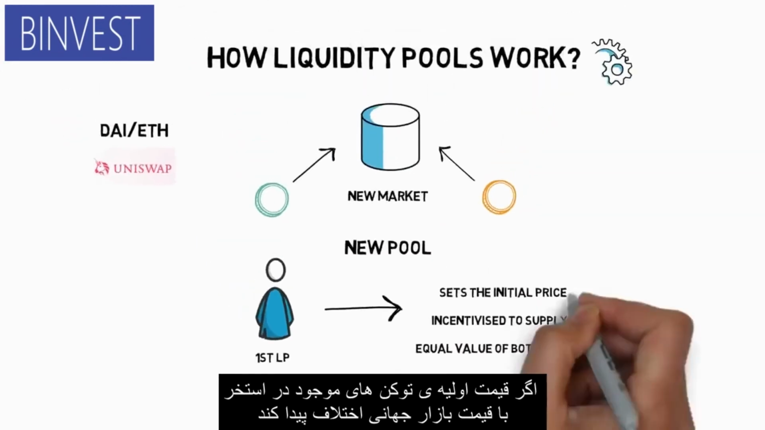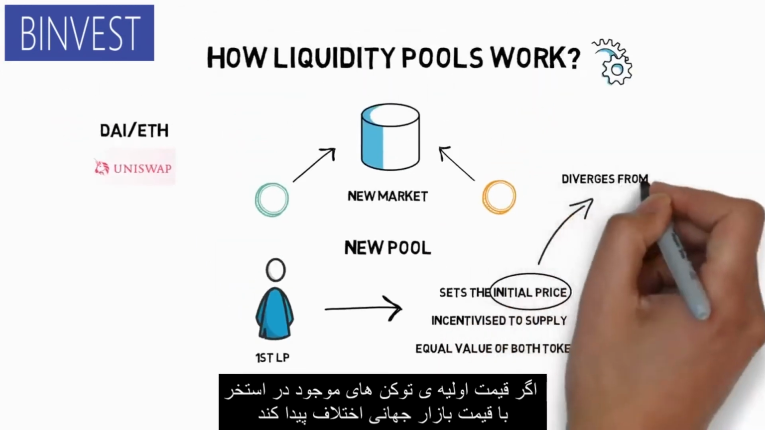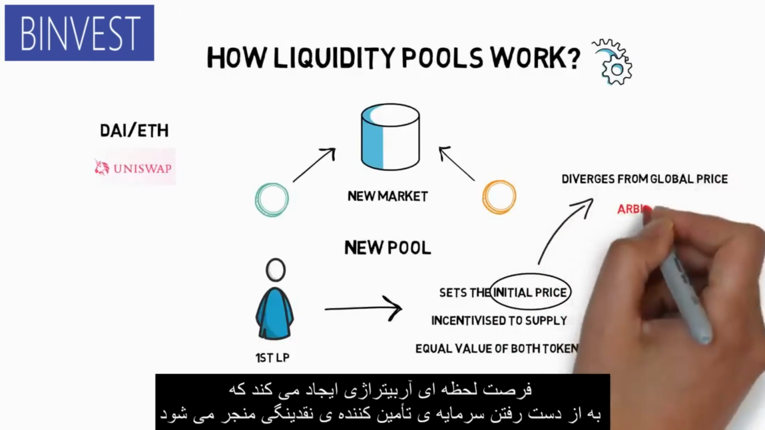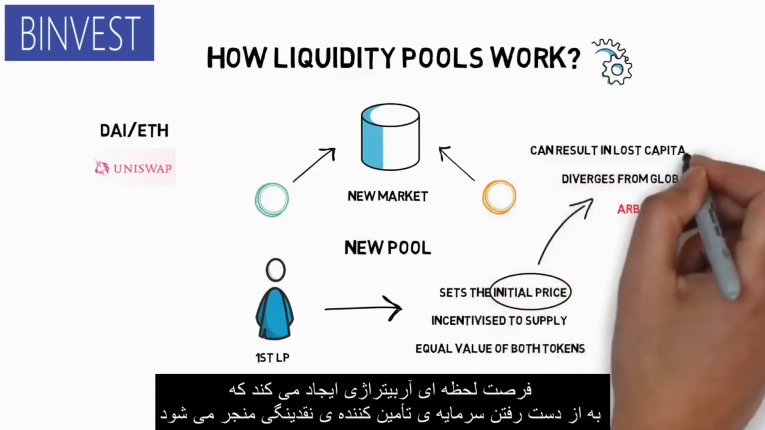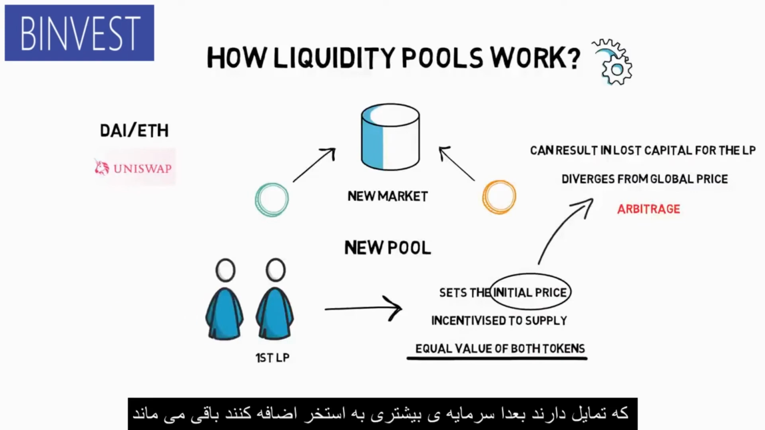If the initial price of the tokens in the pool diverges from the current global market price, it creates an instant arbitrage opportunity that can result in lost capital for the liquidity provider. This concept of supplying tokens in a correct ratio remains the same for all the other liquidity providers that are willing to add more funds to the pool later.